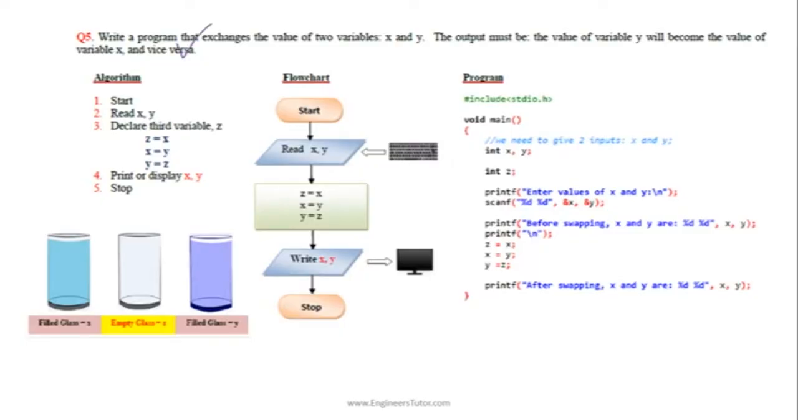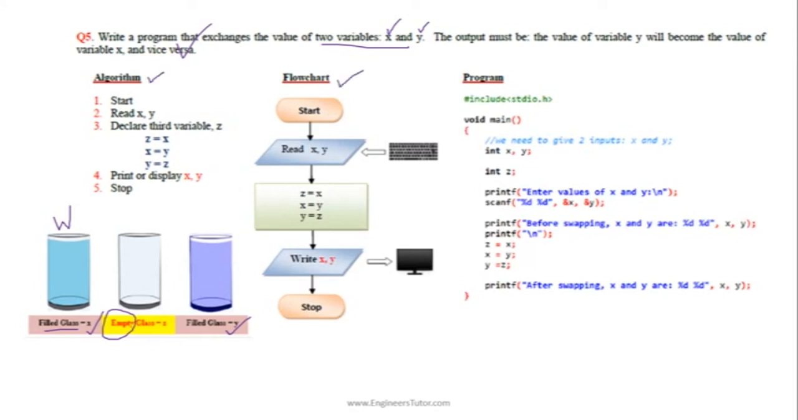I will explain this program clearly. In this problem we need to exchange the values of two variables. There is a value in x and a value in y. We need to exchange the values of the variables. For this I take 3 glasses. The first glass is filled with water. We say it is x. Then the second glass is also filled with water, y. We need to exchange, so we take an empty glass. The logic of the program I explained in the algorithm and the flowchart.